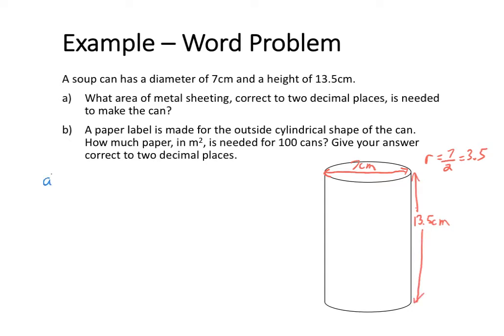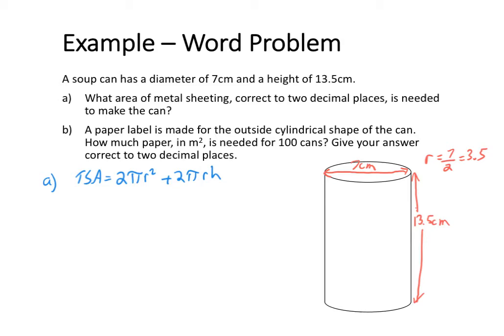Now to answer part A, we need to find out how much metal sheeting is needed to make the can, correct to 2 decimal places. So what the question is asking us is what is the total surface area of that cylinder can? To answer that, we need to work out the total surface area using the formula for the total surface area of a cylinder. So total surface area is going to equal 2 pi r squared plus 2 pi r h. Because we're finding the total surface area of the whole can, including the side and top and bottom, I don't need to make any adjustments to that formula.